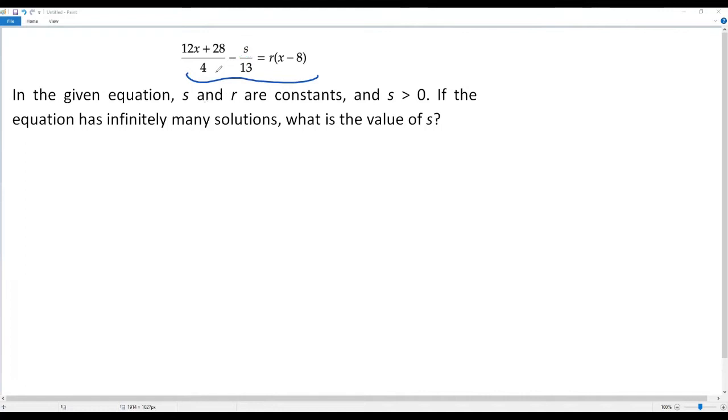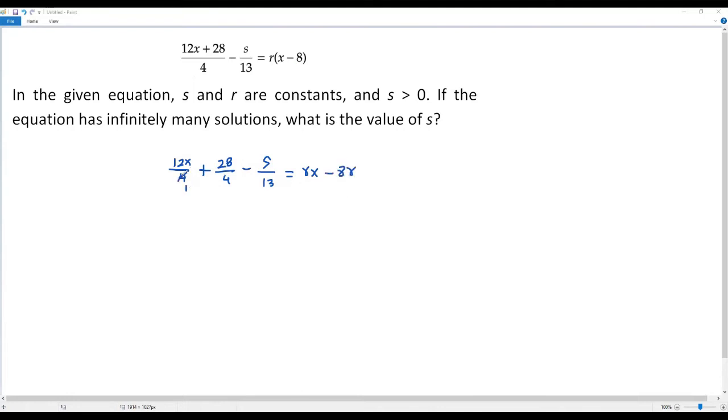Okay, now let's do some simplification in the given equation. When I consider this particular term, we have the divisor 4 for this expression. That is, this 4 is a common divisor for 12x and positive 28. Now we can take this divisor 4 separately for 12x and 28. Then I'm getting 12x over 4 + 28 over 4 − s over 13. On the right side, we can distribute this r to x and −8. Then I'm getting rx, and when I distribute r to −8, I'm getting −8r.